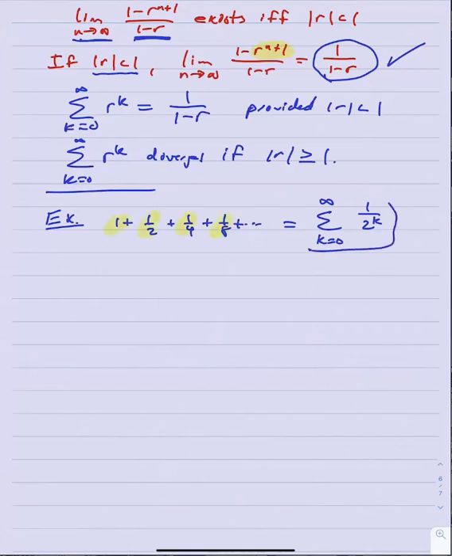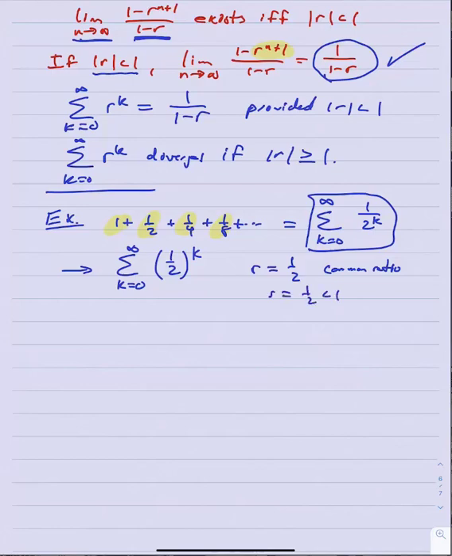And of course, I recognize right away that this is a geometric series. It's precisely the sum from k equals 0 to infinity of (1/2) to the k. That means r is 1/2, and that number is often called the common ratio. Clearly that value is less than 1, which means this is definitely a convergent geometric series, and my formula says it should be equal to 1 over 1 minus r, which in this case would be 1 over 1/2, which is 2, which confirms what we found earlier. All right, so I just have to be on the lookout for geometric series and recognize them when I see them.